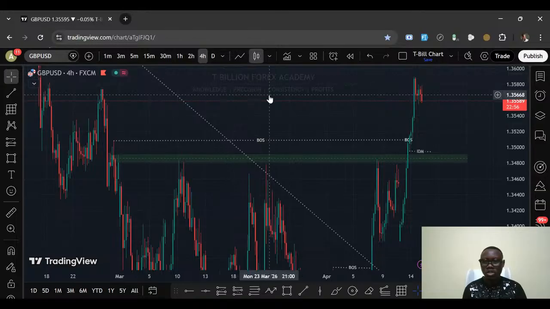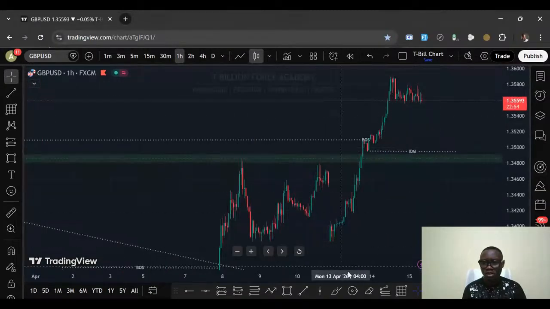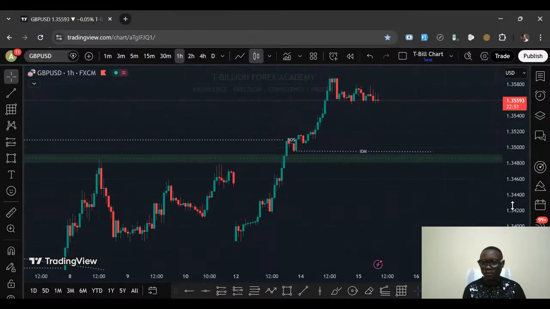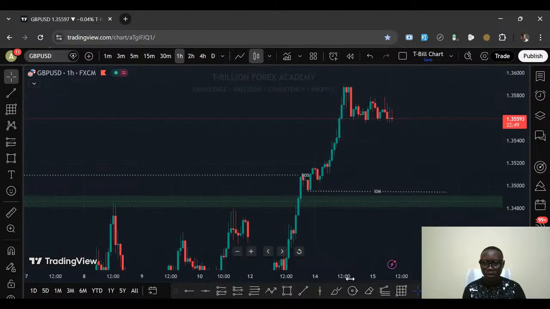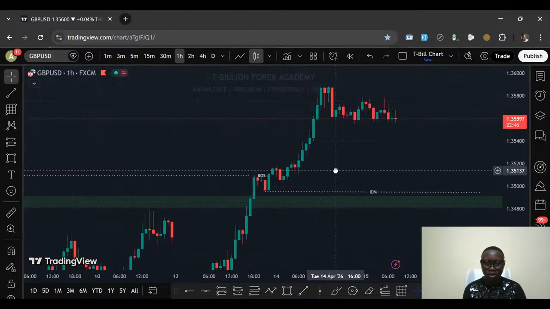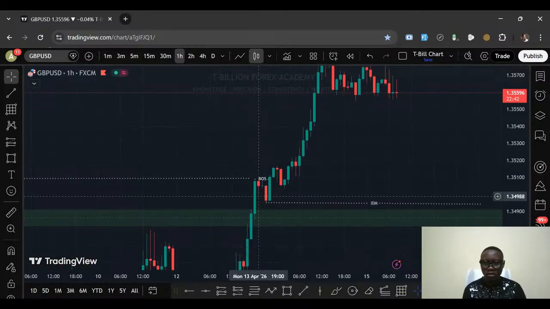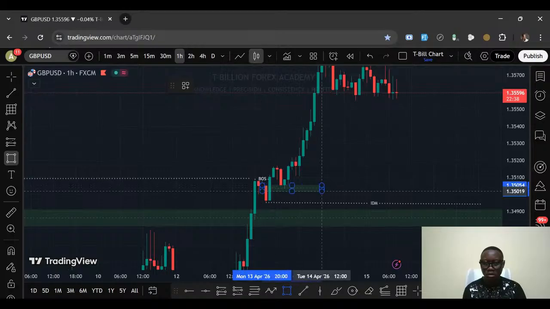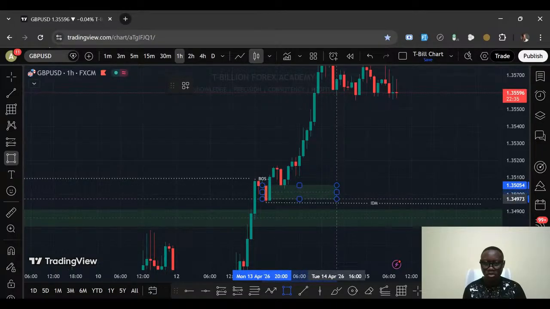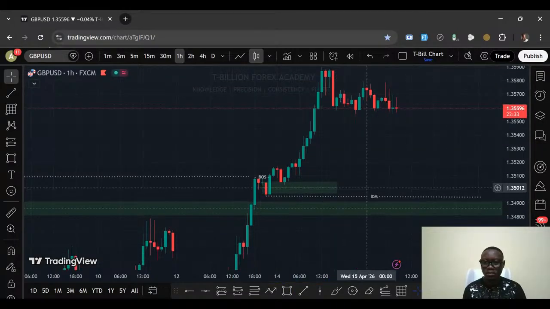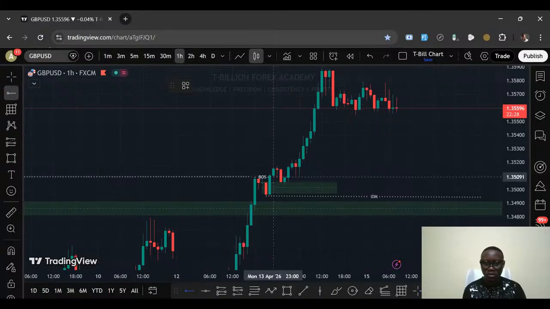So let's drill down to the 1H time frame to read the 1H price action. So I have this break of structure right here, this break of structure right here. And as you can see, price has already tapped into the order block, and gave this massive bullish move, as well as our inducement right here.